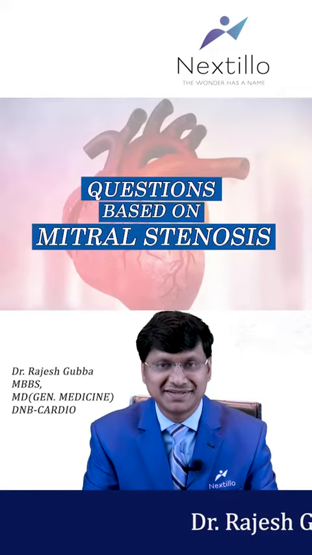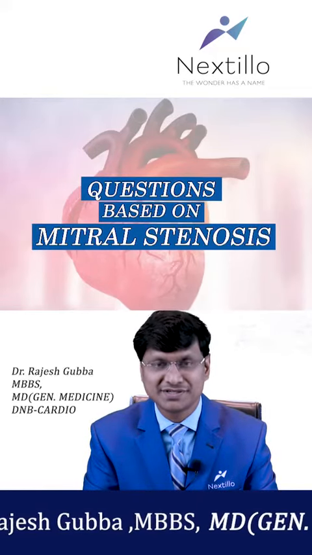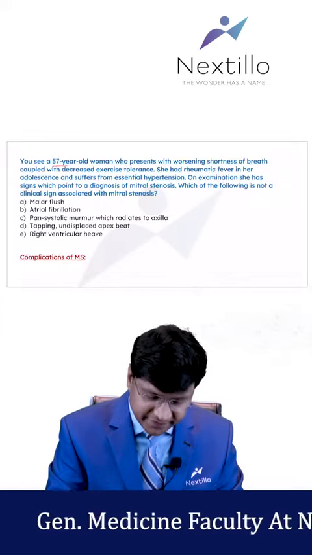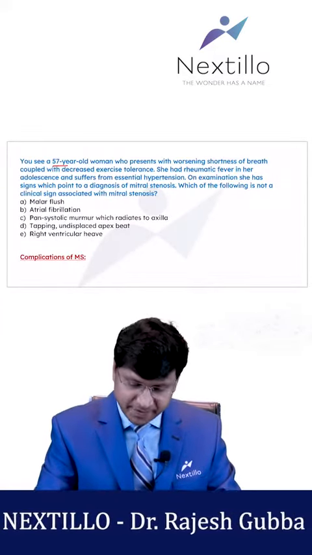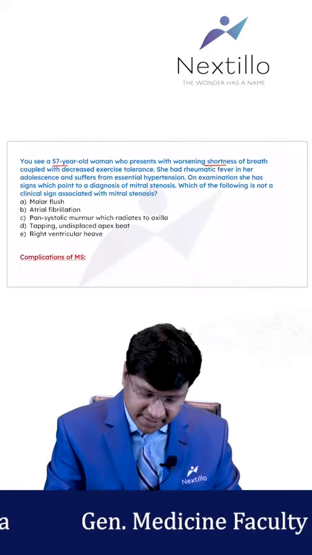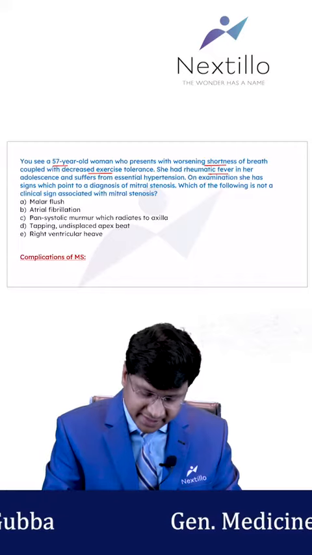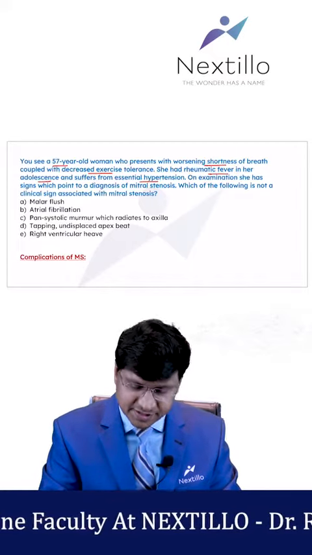So in this session, let me discuss the multiple choice questions in the topic of mitral stenosis. The next question is, you see a 57-year-old woman who presents with worsening shortness of breath coupled with decreased exercise tolerance. She had rheumatic fever in her adolescence and suffered from essential hypertension.